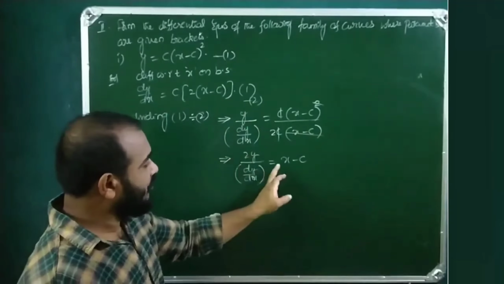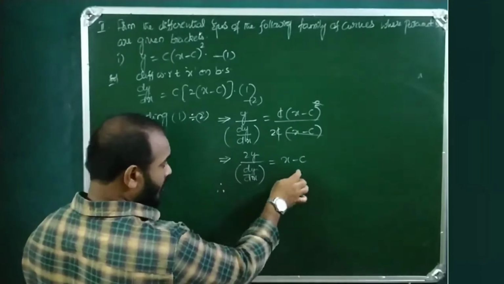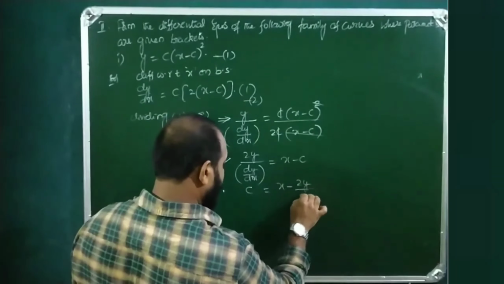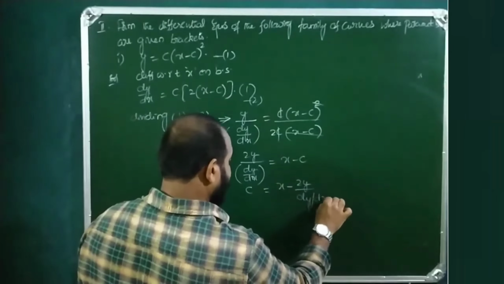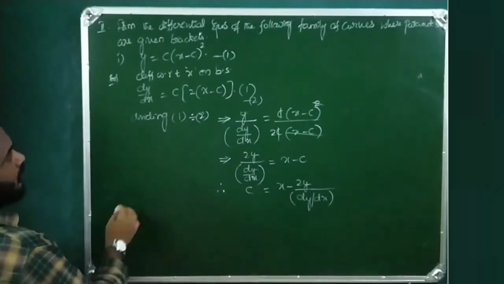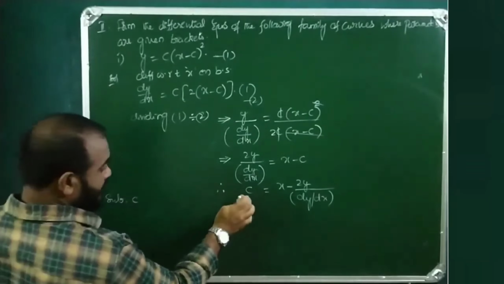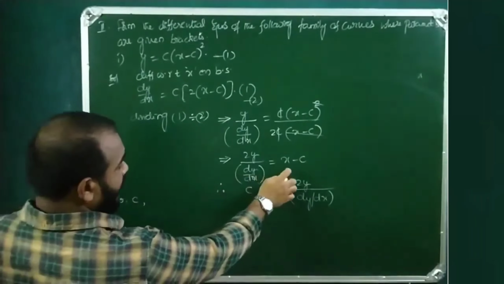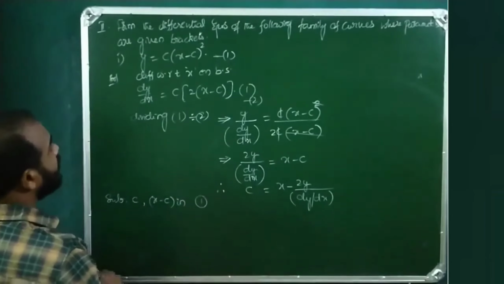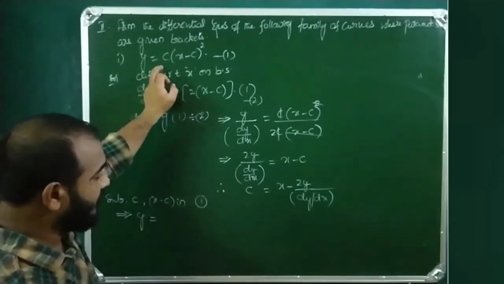2y dy/dx = x - c. Therefore, if you want c, c = x - 2y dy/dx. Now, substituting c, x - c in equation 1, that implies y = ... what is c?